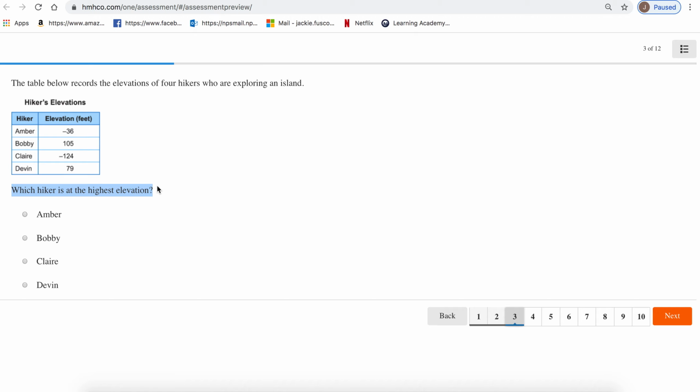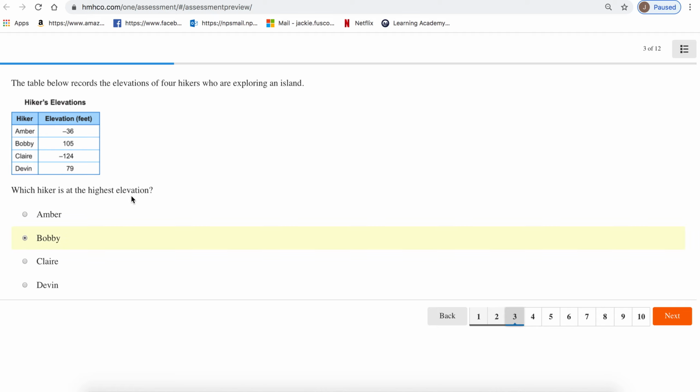So if you think of this, I know that positive numbers are greater than negative numbers, right? So I can look, Bobby's at 105 feet and Devin's at 79 feet. Everybody else is in negative. So the highest number here is positive 105. So Bobby is at positive 105. He's at the highest elevation.